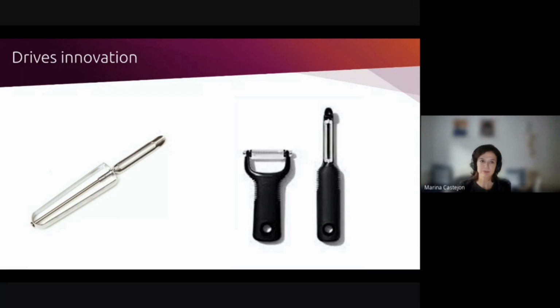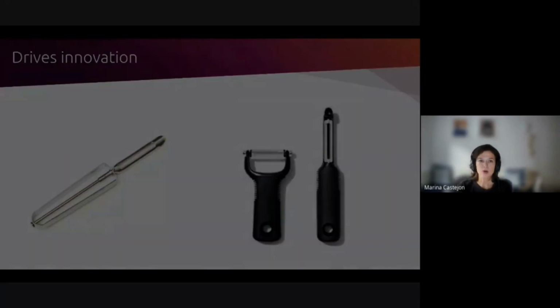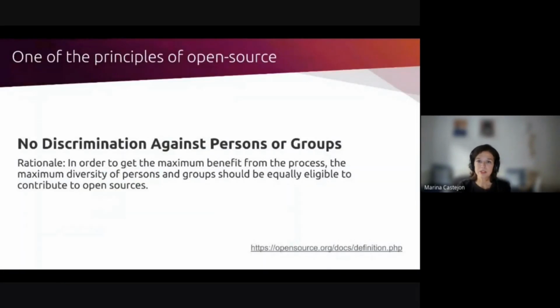innovation. So the principle of inclusiveness is also aligned with the mission of open source: no discrimination against persons or groups. The rationale explained in the Open Source Initiative states that in order to get the maximum benefit from the process, the maximum diversity of persons and groups should be equally eligible to contribute to open source.